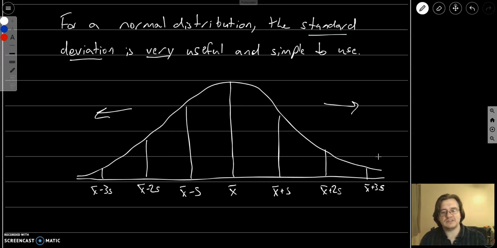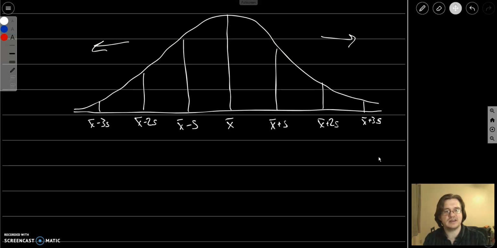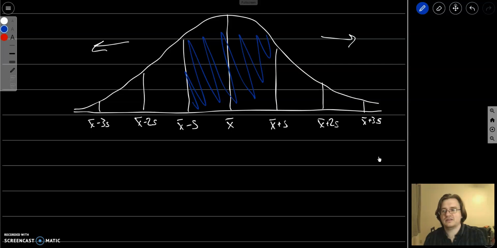So now that we have these markers set up, I can tell you exactly how much of the data will be between these lines. For instance, between 1 standard deviation below the mean and 1 standard deviation above the mean, 68% of the data should be between these 2 marks.